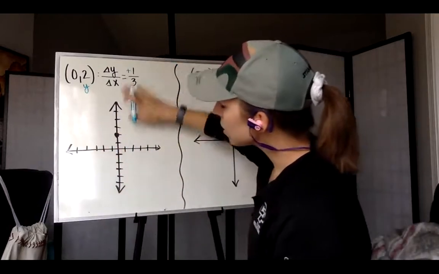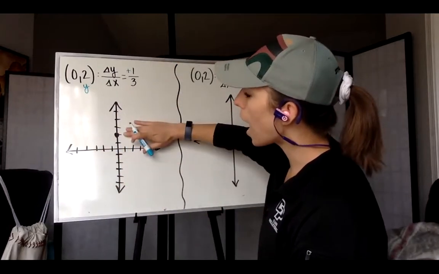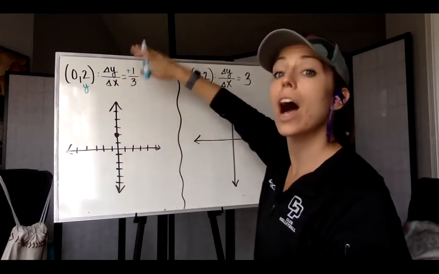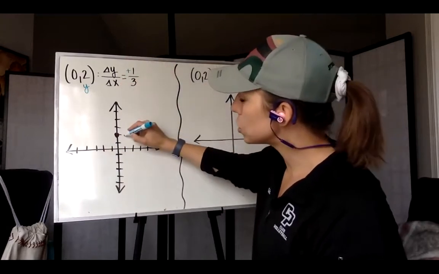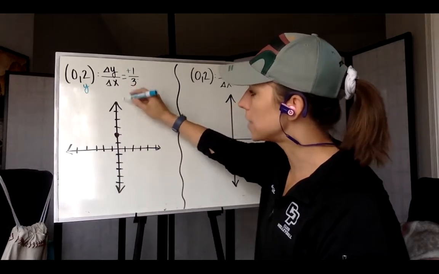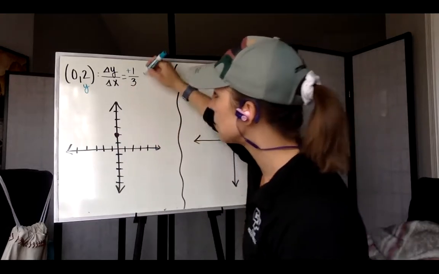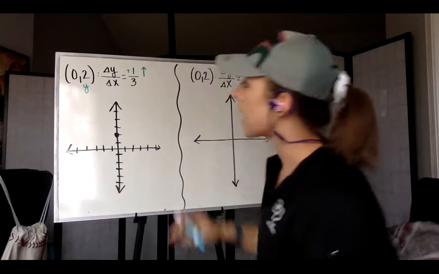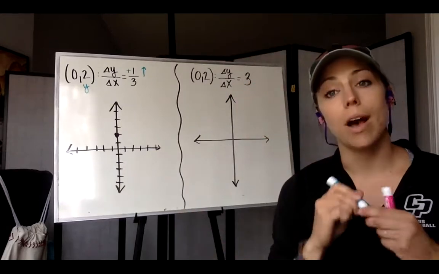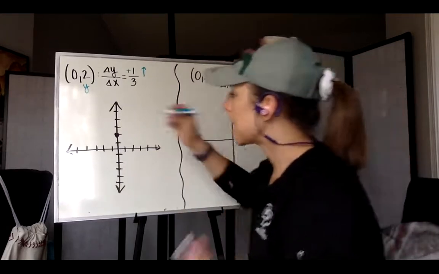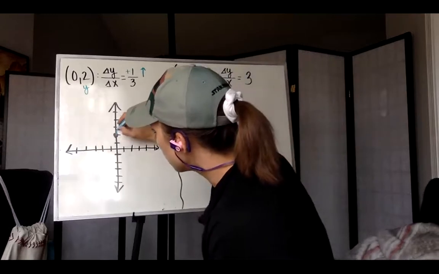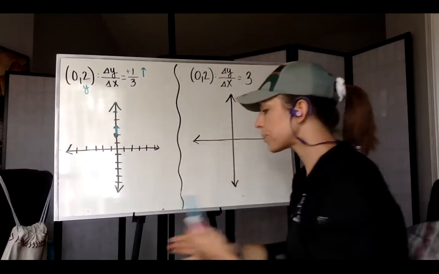So what does that look like on a graph? Well, y increases as you move up a graph. This is 2, 3, 4, 5, 6. So if I already know that the next point is going to be 3, I know that this means I'm going to be moving up 1 on my graph. So that means to get from this point to the next point, I'm going to move up 1.